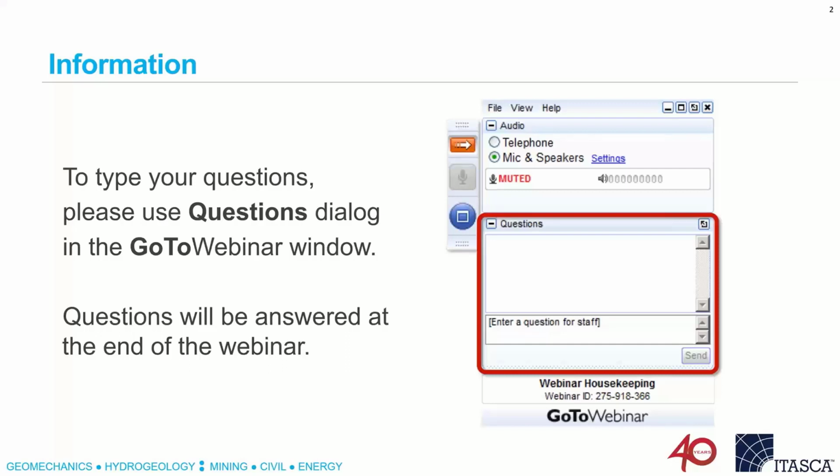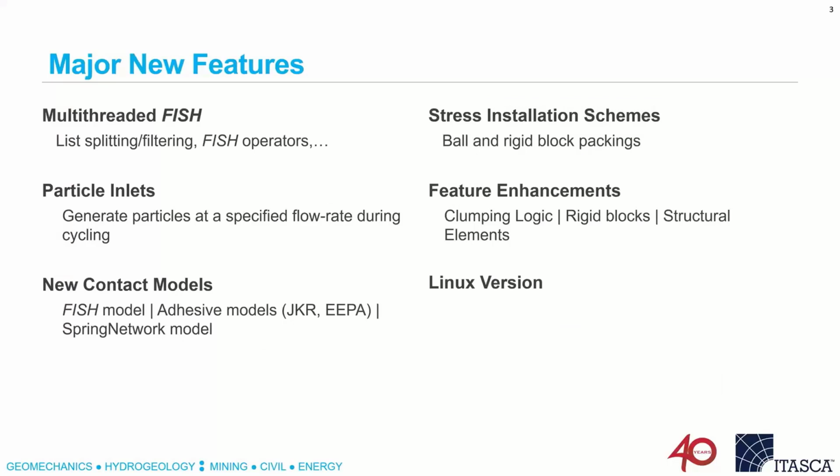Yes, thank you, Dave. So hi, everybody. Thank you for listening. Today we're going to cover the major new features in this version 7 of PFC. We will talk about the items listed in this slide: multithreaded FISH, particle inlets to generate particles at a specific flow rate during cycling, a set of new contact models available in this version. Then we will talk about stress installation strategies, some feature enhancements, and at the end we'll conclude with the availability of PFC on Linux.